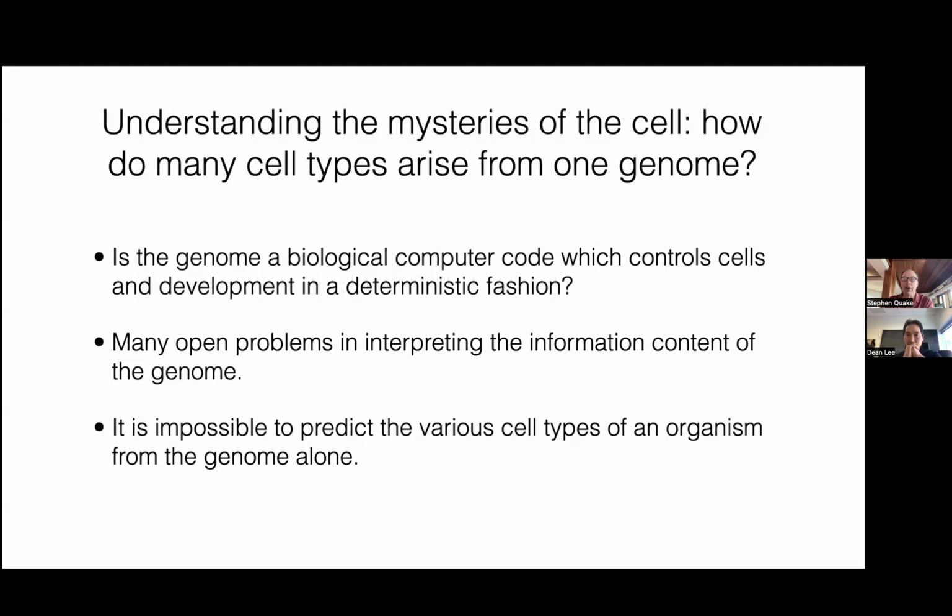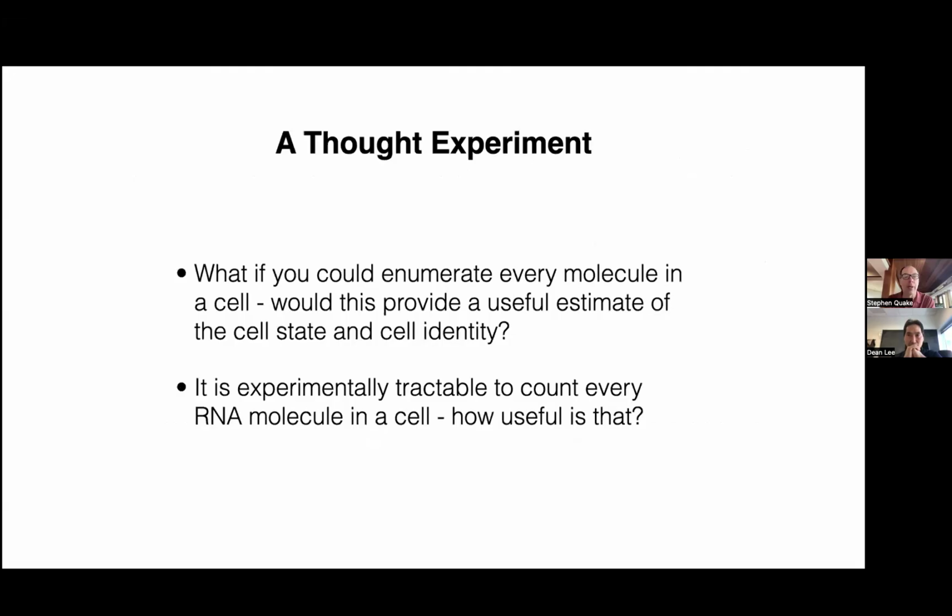And part of the research I've been involved in over the past couple of decades is to try to experimentally determine how the genome is used in these different cell types. And I'll tell you more about that. So here's a thought experiment. What if you could enumerate every molecule in a cell? Would this be a useful estimate of cell state and cell identity?